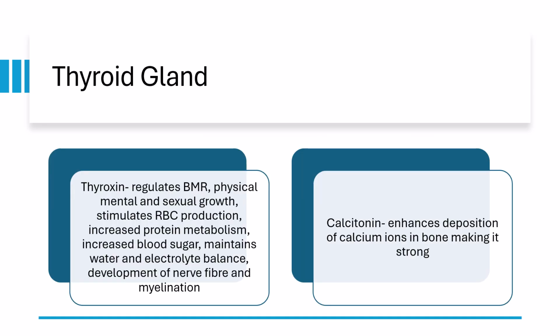Moving on to the thyroid gland, this is involved in regulating your basal metabolic rate, your physical, mental, and sexual growth, stimulating red blood cell production, increasing protein metabolism, increasing blood sugar, maintaining water and electrolyte balance, and development of the nerve fiber and myelination. You also have calcitonin, which enhances the deposition of calcium ions in the bone, giving it strength.